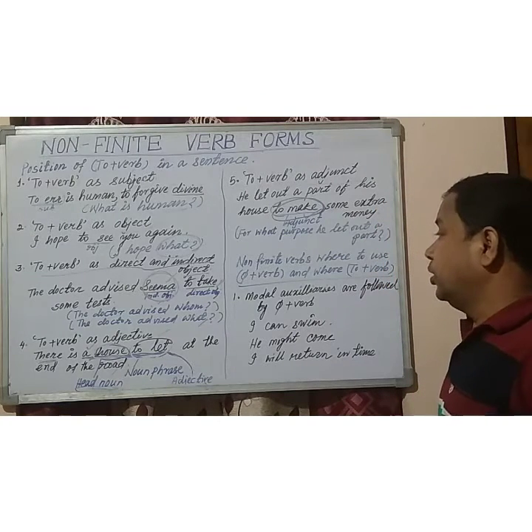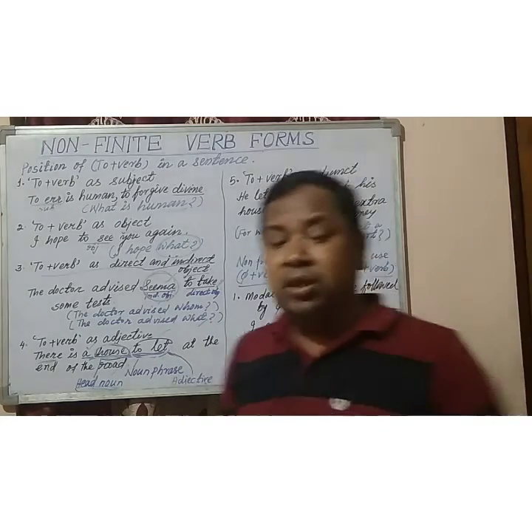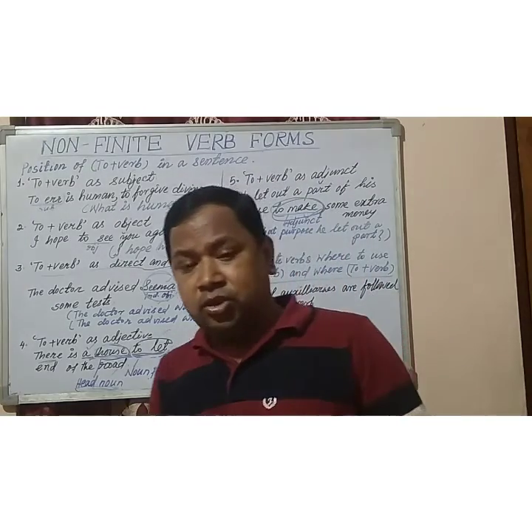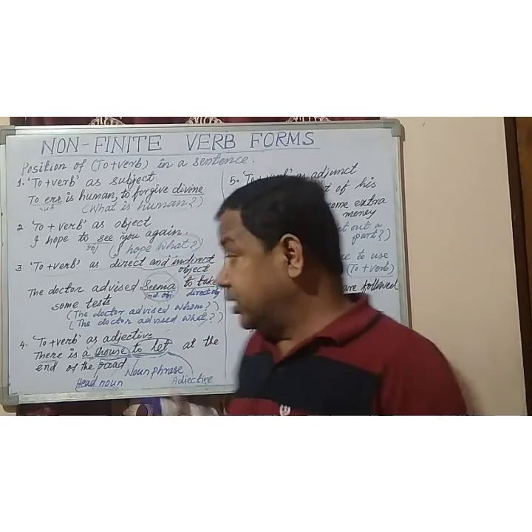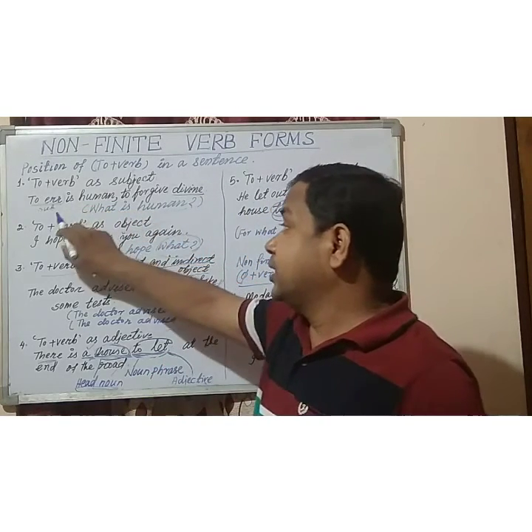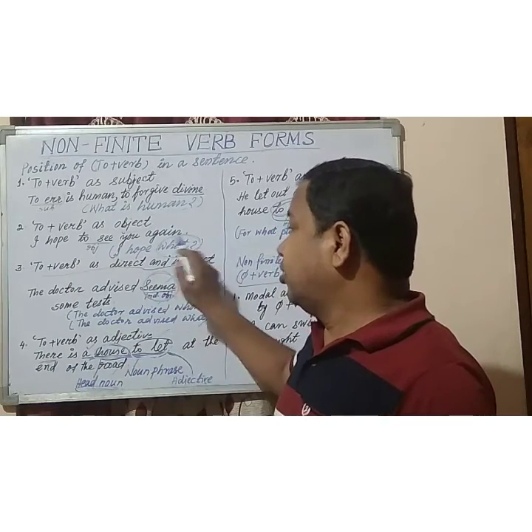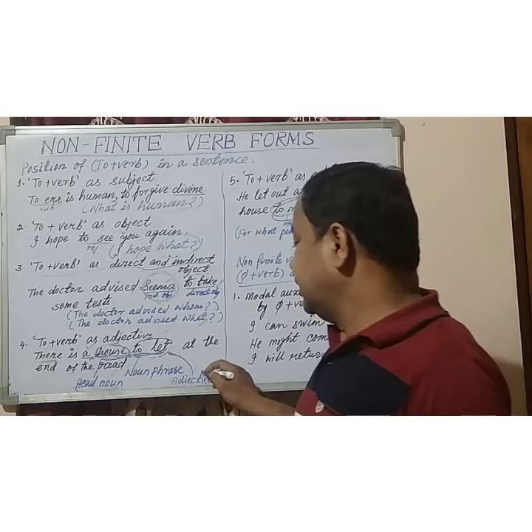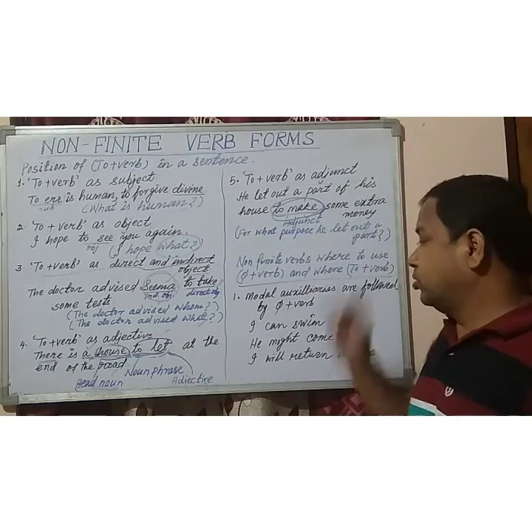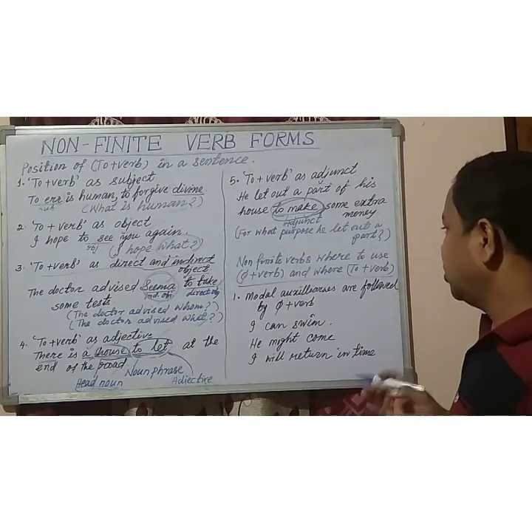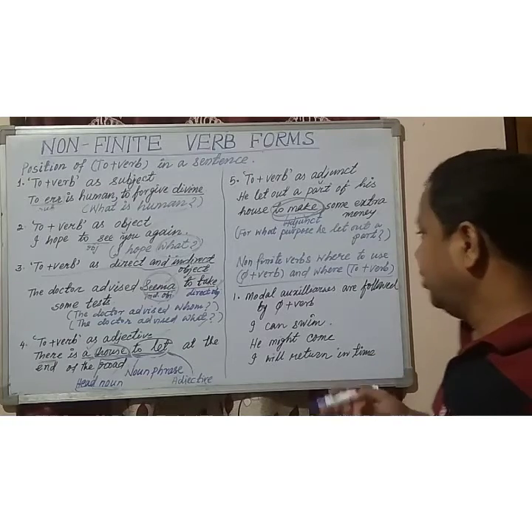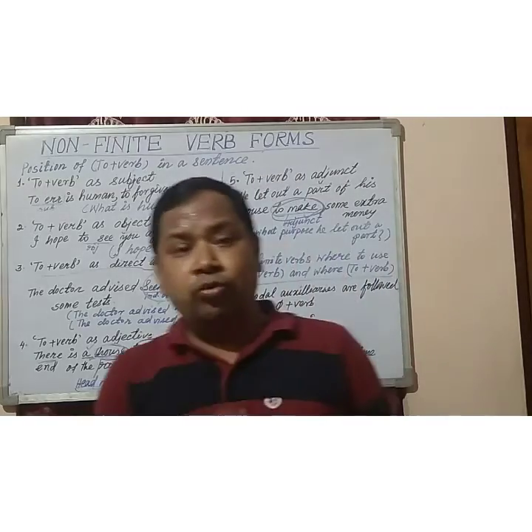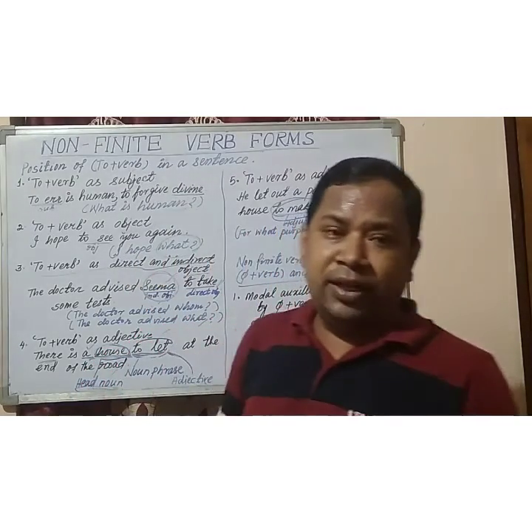Okay, so these are the various positions of the to plus verb form, which is non-finite, and it comes in different places: as subject, object, direct and indirect object, adjective, and adjunct. Now let us discuss the non-finite forms which we have already categorized. First two non-finite forms.